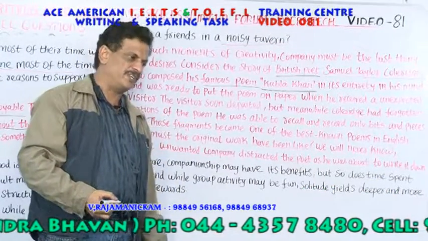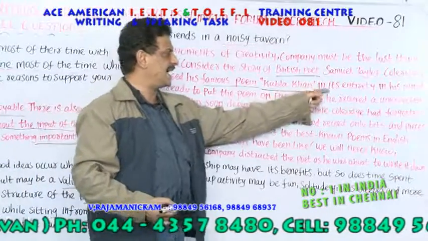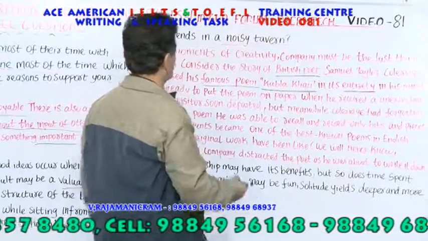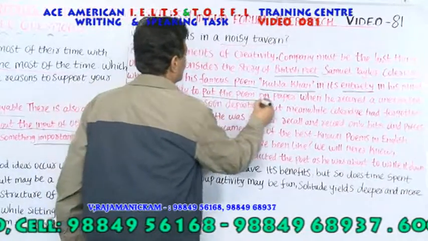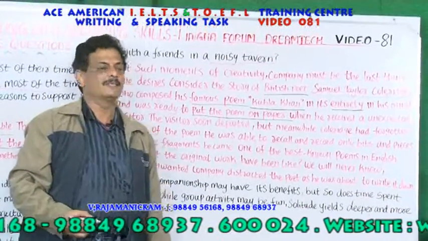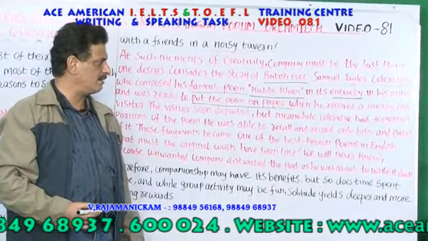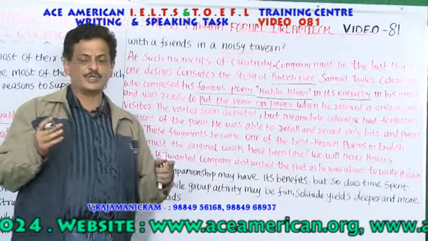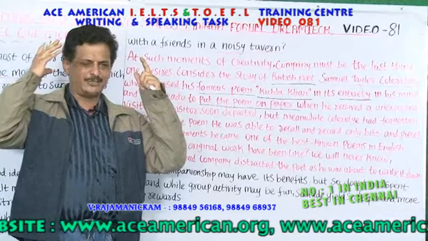Which country is he from? He is from Britain. He had the poem in its entirety in his mind, entirety means totally in his mind, and was ready to put the poem on paper. Just read the lines carefully. He had got his idea in his mind of what to do.